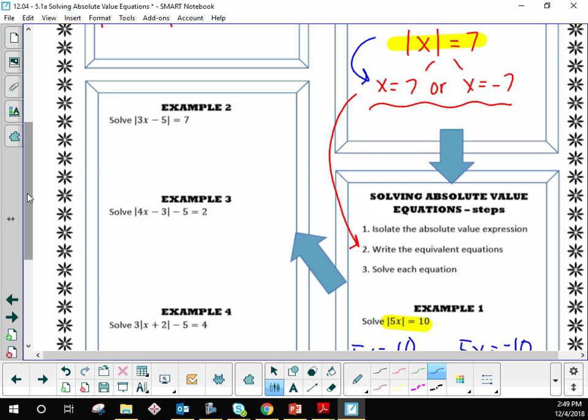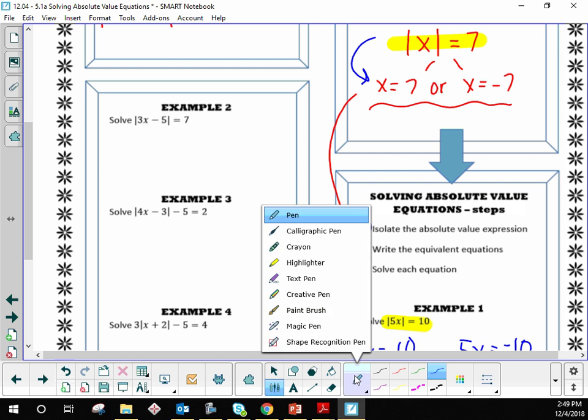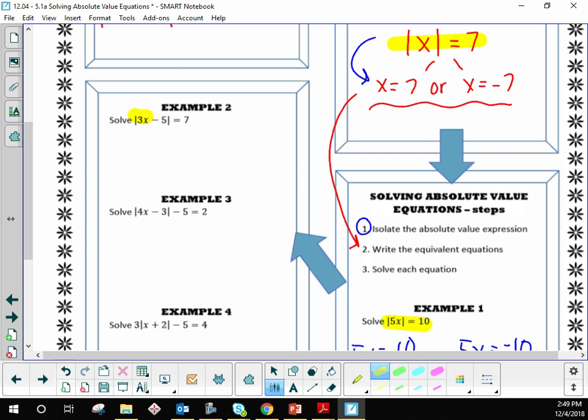But the first thing I do want to mention is that step 1 is already done for us. Step 1 says isolate the absolute value. Well, here's the absolute value. Isolating it means it's all by itself. There's nothing on the outside of it that we have to fix or take care of. So since step 1's done, we go straight to step 2, write the equivalent equations.